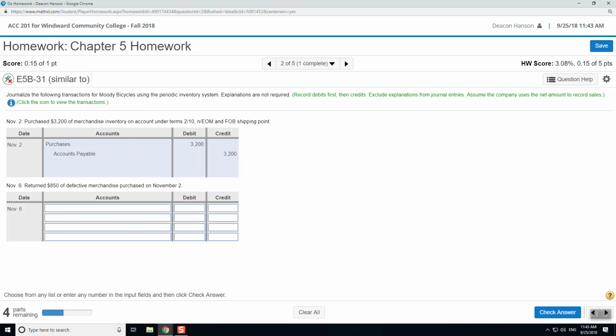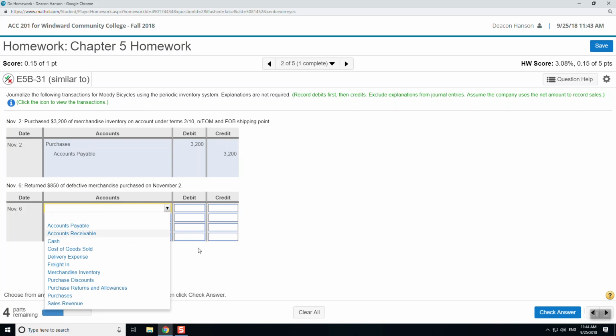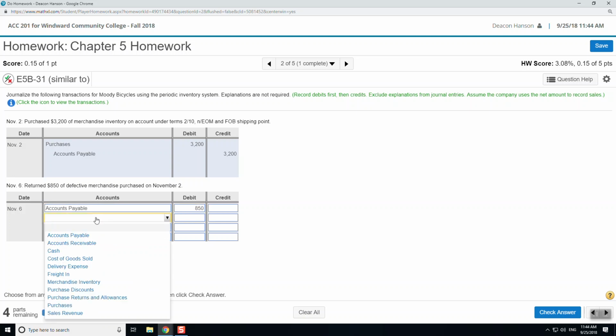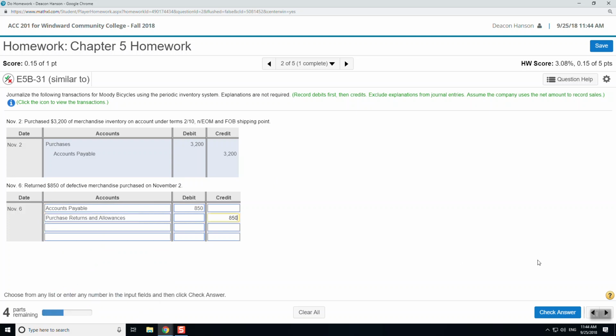Okay, now we returned $850 of defective merchandise purchased on November 2nd. So this is an instance where we're returning items, and we have to put in what we call a purchase returns and allowances account. It's not a sales returns and allowances account, it's a purchase returns and allowances account. Okay, so it says $850 worth, right? So we will reduce accounts payable. We no longer owe $850 out of the original $3,200. And then we're going to put this into a purchase returns and allowances account.